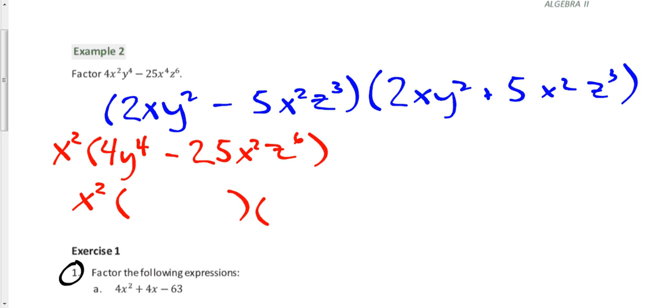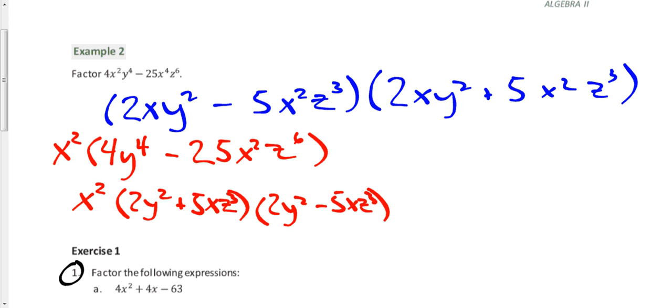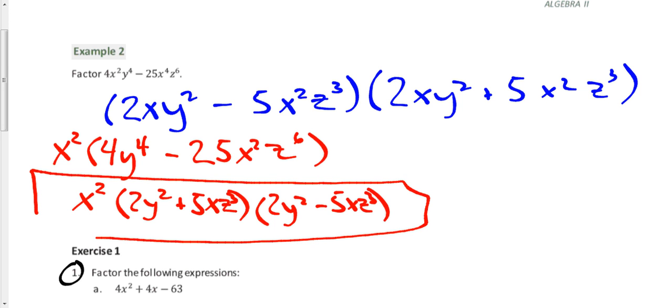So how is this factor? How does the stuff in the parentheses factor? 2y squared plus 5x z cubed, 2y squared minus 5x z cubed. I would accept either answer. Honestly though, this is the more factored of the two.